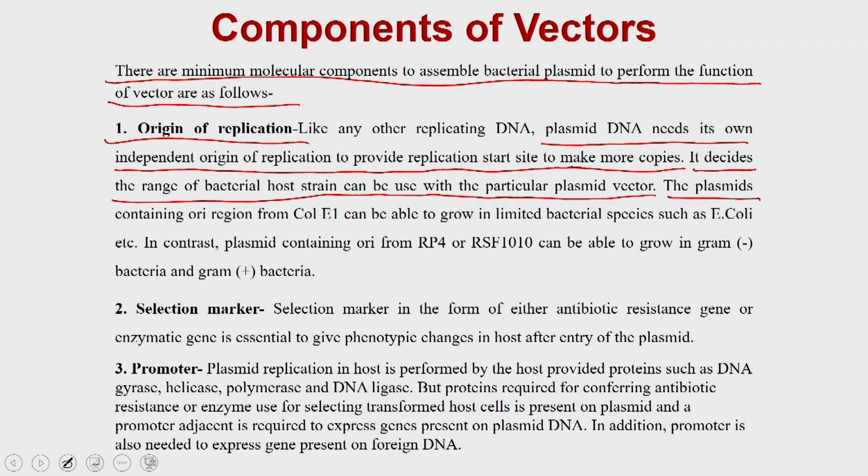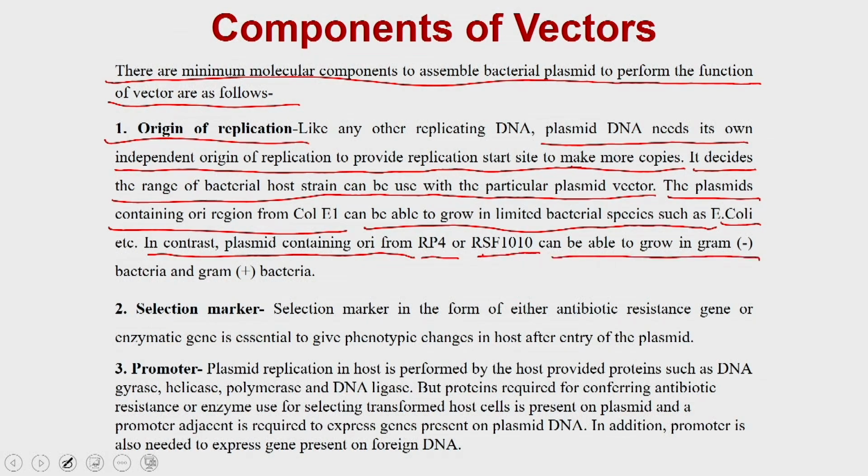For example, plasmids carrying the origin of replication from ColE1 can grow in a limited number of bacteria such as E. coli. In contrast, a plasmid containing the ori from RP4 or RSF1010 can grow in gram negative as well as gram positive bacteria. So, the origin of replication you use to prepare a vector decides whether this particular vector is going to replicate in a particular host strain or not.